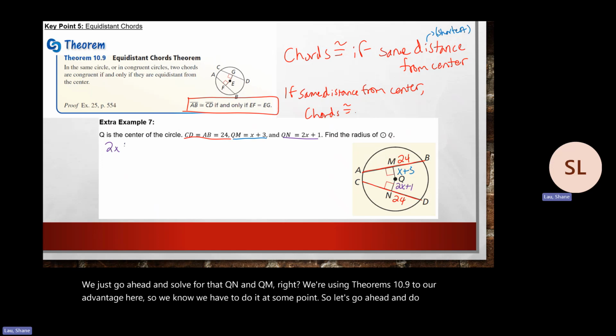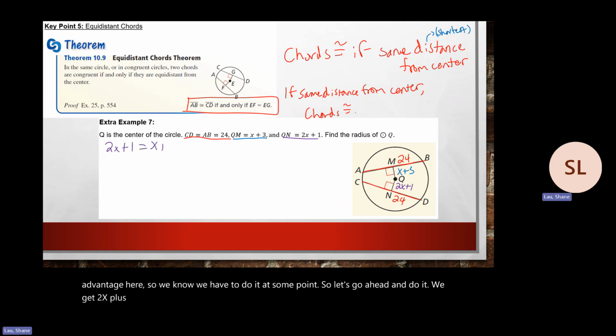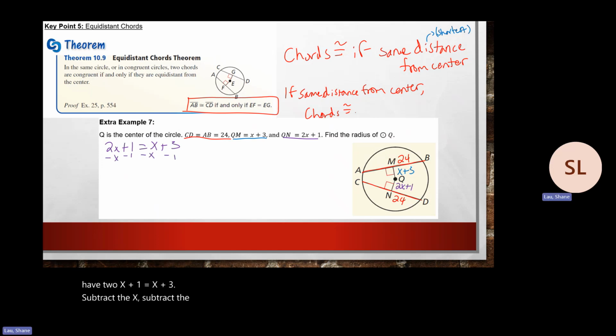We get 2x plus 1 equals x plus 3. Subtract the x, subtract the x, subtract 1, x equals 2. Plug 2 back in, you get 2 plus 3 equals 5. And then, of course, it should be the exact same, which it is. 2 times 2 equals 4, plus 1 is 5. Very good. And so essentially, we're saying that 2x plus 1 is equal to 5.